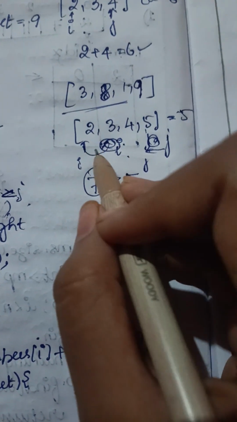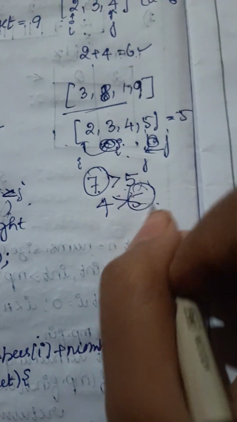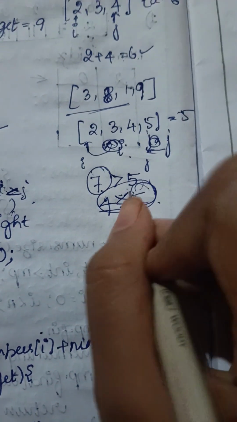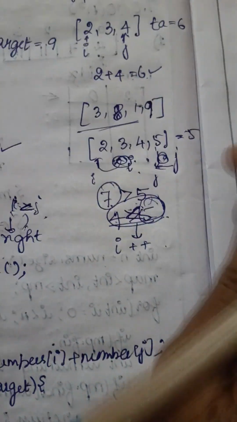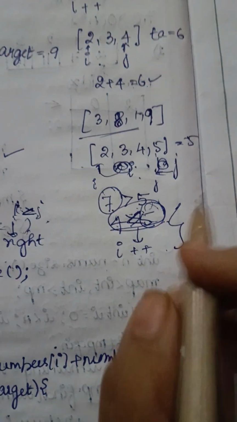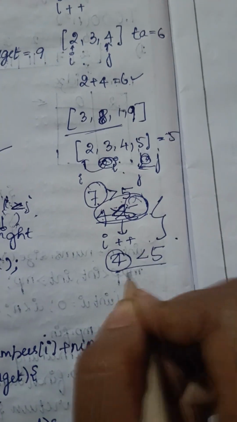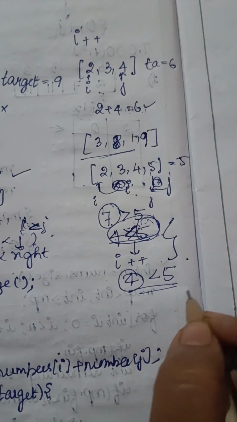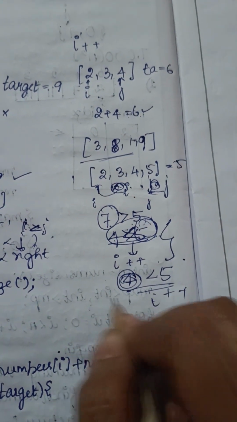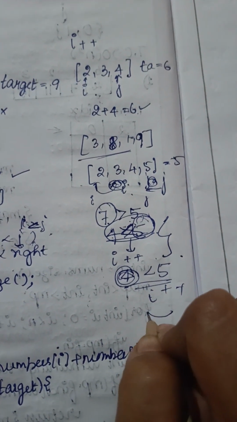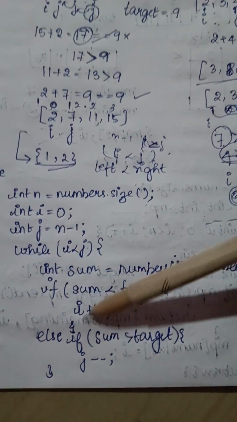Suppose my sum is 4 and my target is 5. In this case, what is happening? 4 is less than 5, so in this case you have to just increment i, that is i++. This is just to show you that when the sum is less than the target, you have to increment i. When it is greater than, you have to decrement j, that is j--. So this is what the code logic actually means.